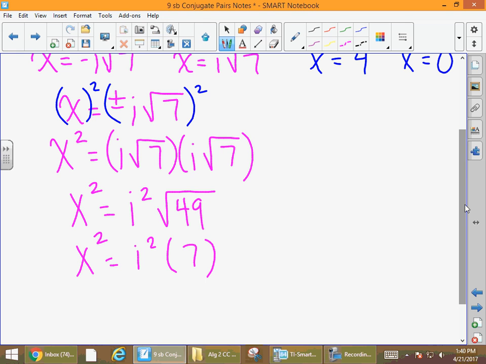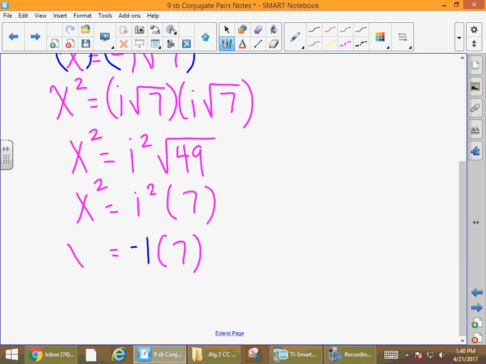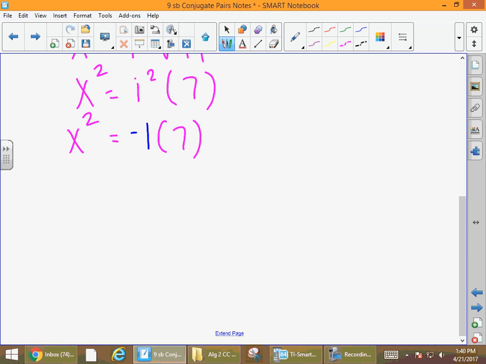Now, I wish that I would have filled in, what does i squared equal? It equals -1. So here's our -1 times our 7. So what we have closed here with this lilac, pinkish, purplish, whatever color you want to call this, we get x squared equals -7. And then we're going to move that -7 over to the other side. We get x squared plus 7.